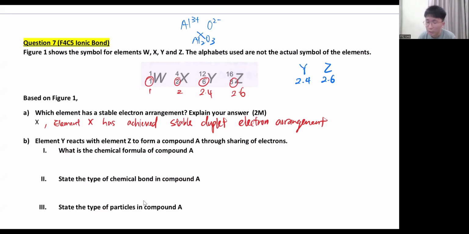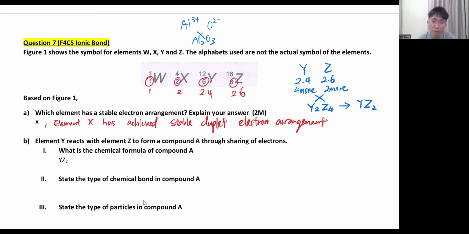So the only thing we can do is to ask yourself, how many more for your Y and Z to become stable? For Y, you need 4 more. For Z, you need 2 more, because 4 needs 4 more to become 8, and 6 needs 2 more to become 8. So with this, I can exchange my number, become Y2, Z4. So 2 and 4, simplify, becomes YZ2. If later on we need to draw, you have to draw one Y and two Z. Okay, so YZ2.